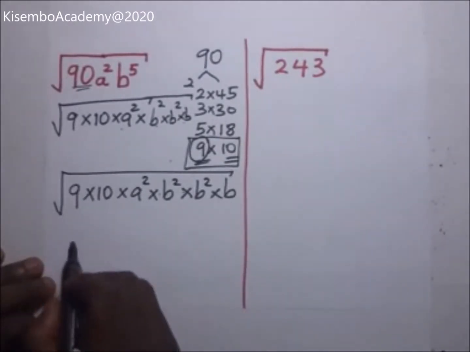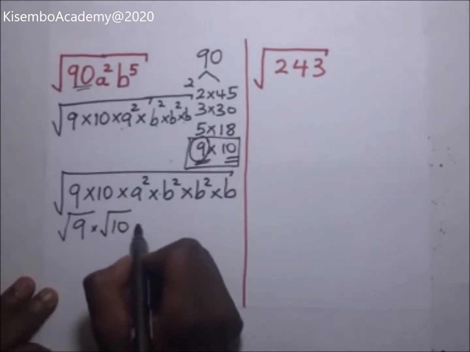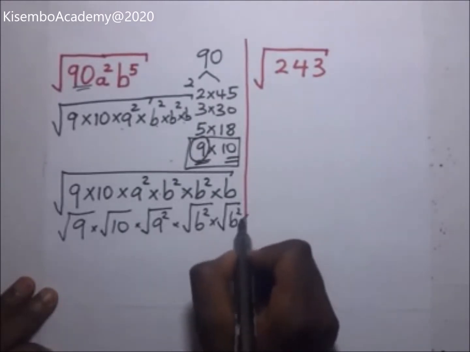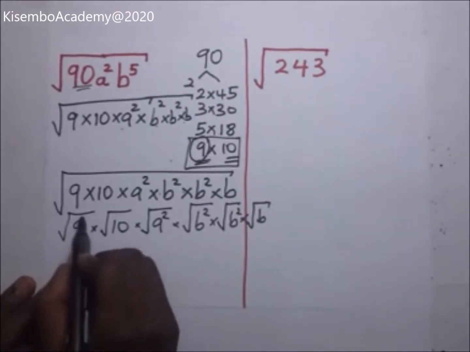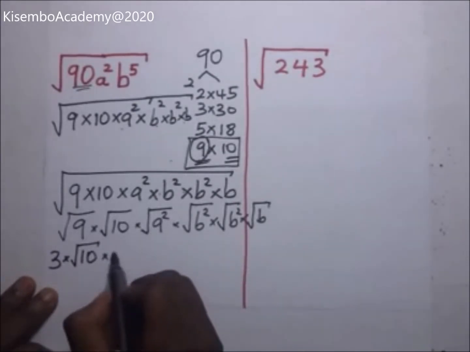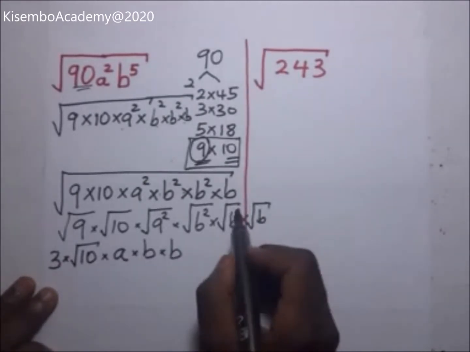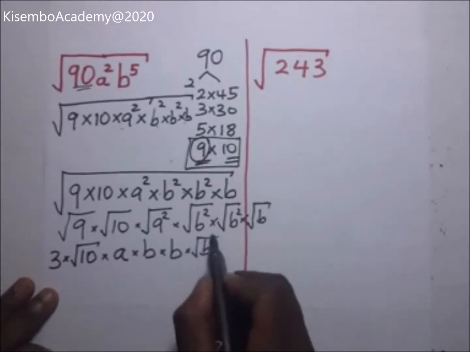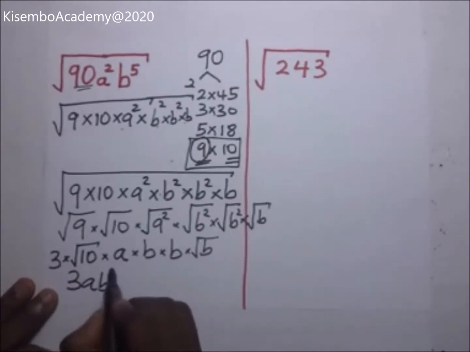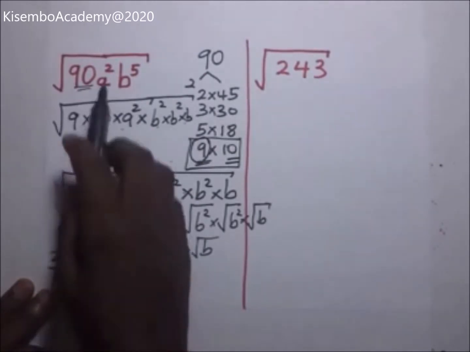Now this is definitely the same as the square root of 9 times the square root of 10 times the square root of a squared times the square root of b squared times the square root of b squared times the square root of b. So this becomes, now the square root of 9 is 3, times the square root of 10 remains as the root of 10, times a squared, which is a, times b squared, which is b, times b squared, which is b, then times the root of b. So this is going to become 3ab squared times the square root of 10b. And that is the simplified form of this.